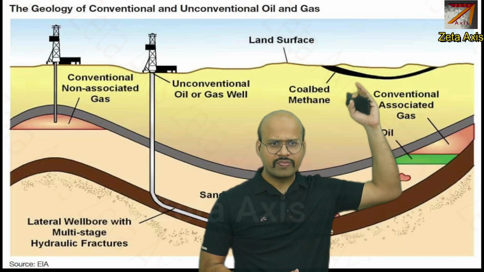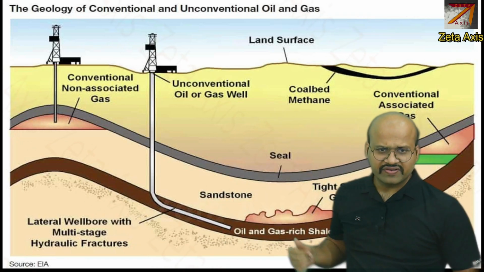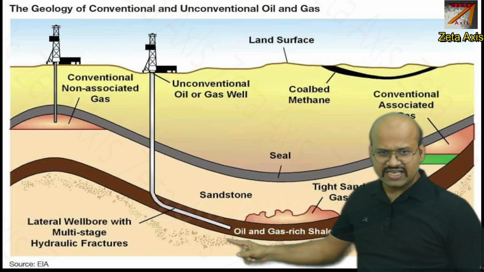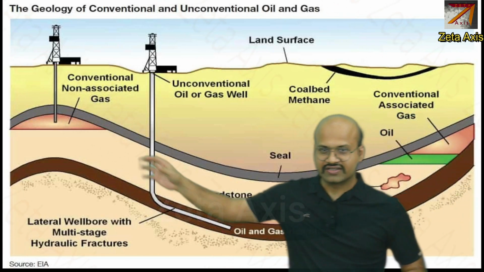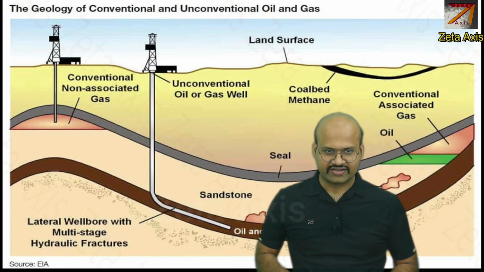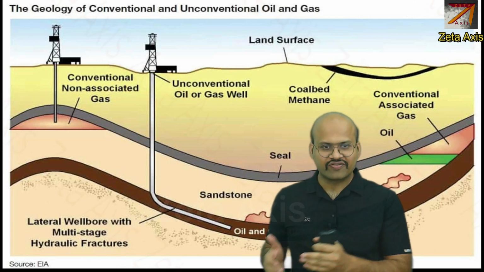Then we have the coalbed methane layer over here, which is very close to the surface. Then we have tight sand gases over here. And then we have shale gas. So we can see that this one is conventional, and the others are unconventional sources of gas. Today we will see how they are formed and how they are exactly different from each other.